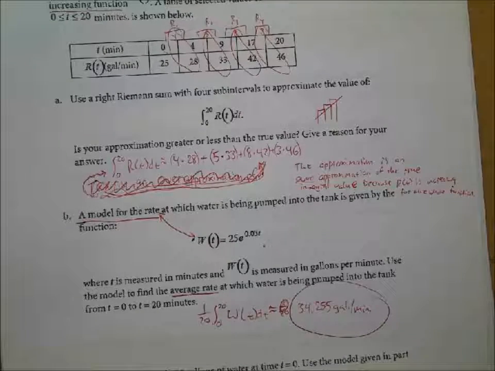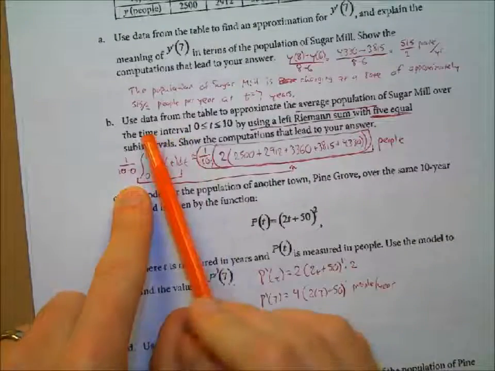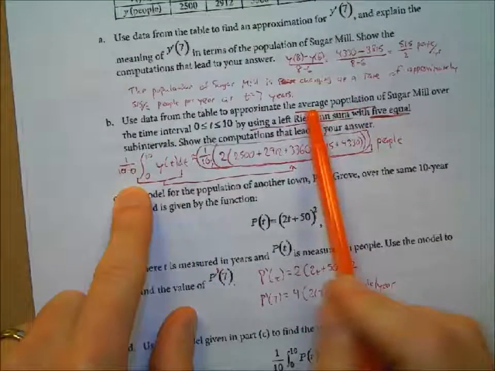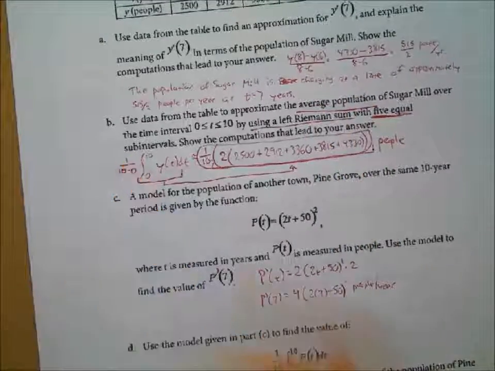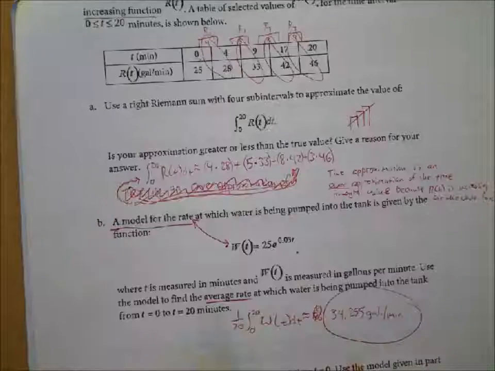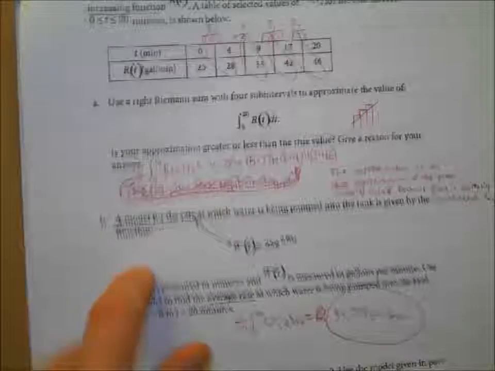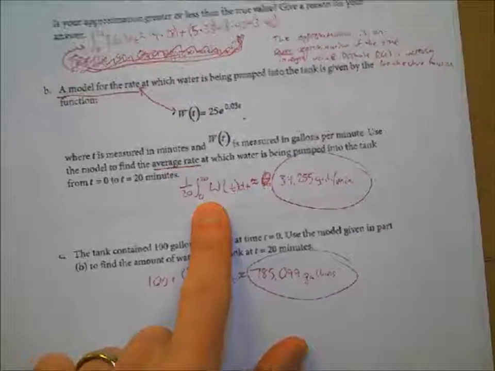The 1/20th was there in the previous problem, or the 1/10th was there, because we were using the data from the table to approximate the average population. You see the difference here? We were asked to approximate the average population, so we had to put the 1/10th in front there like that. Here it's just approximate this integral. So, letter B, there's your setup, okay?